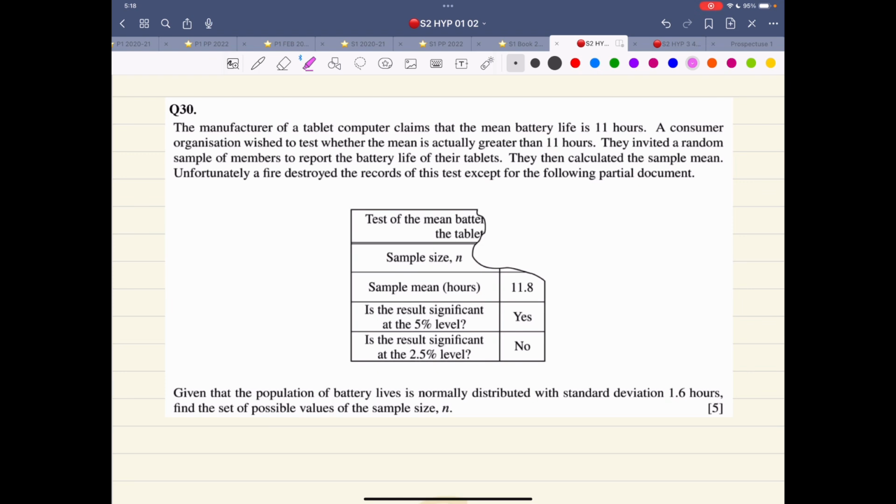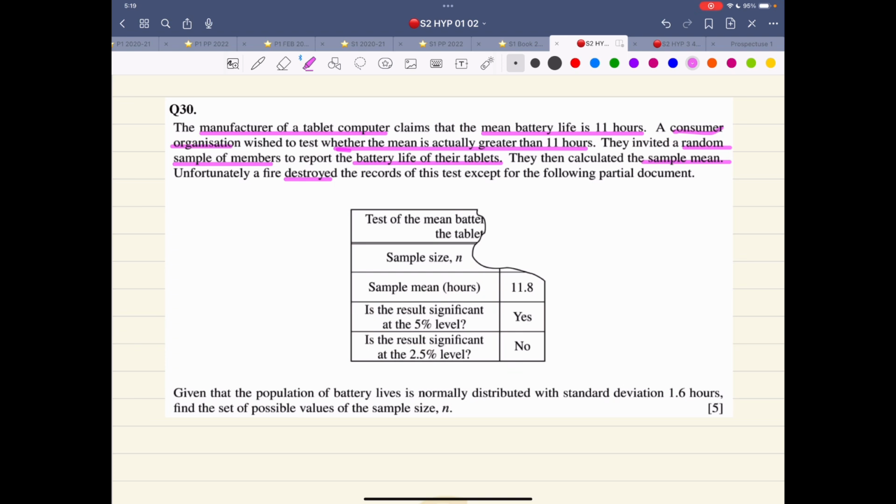Let's look at this question. It says the manufacturer of a tablet computer claims that the mean battery life is 11 hours. A consumer organization wished to test whether the mean is actually greater than 11 hours. They invited a random sample of members to report the battery life of their tablets. They then calculated the sample mean. They are explaining the whole process of how sampling is done, how the hypothesis test is done. Unfortunately, a fire destroyed the records except for a partial document.